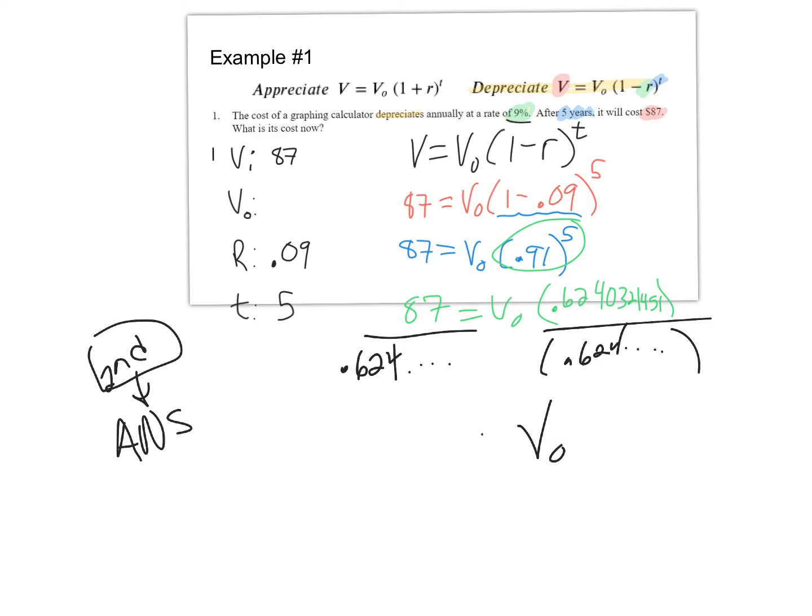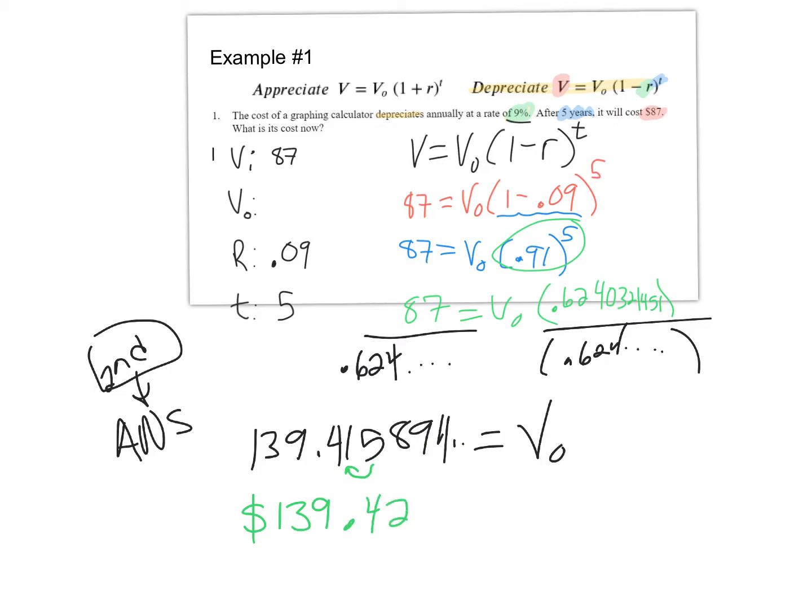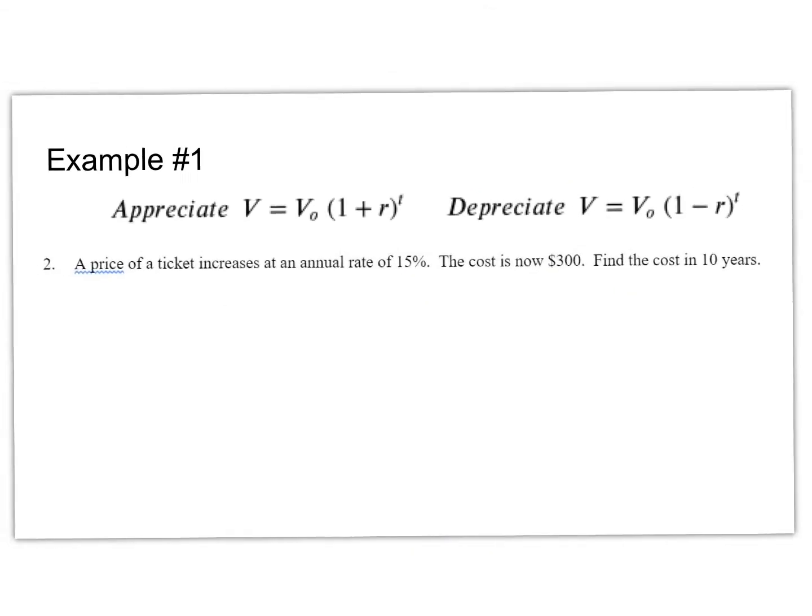Okay, so when we do this out, I get 139.415894, and so on. Now, again, remember, in this case, we're dealing with money. So we only round to two places. That's going to go to two. So the value of the graphing calculator in the beginning is about $139.42. All right, so there's that one. All right, let's shrink this down.